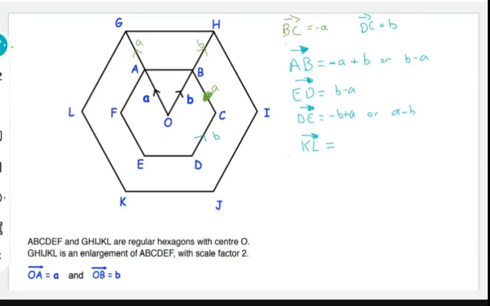Would it be 2B minus 2A? For K to L? Okay. Oh, I thought you said J. 2A. Very good, 2A. Because K to L, we see, well, hopefully we see, is parallel to E to F, which is again parallel to OA. And we know that the hexagon which KL is contained in is enlarged by scale factor 2. So that's 2A.